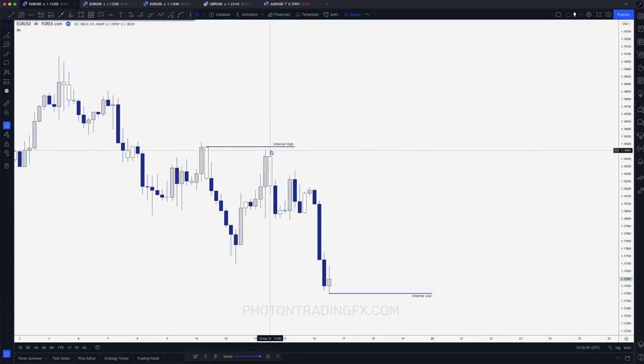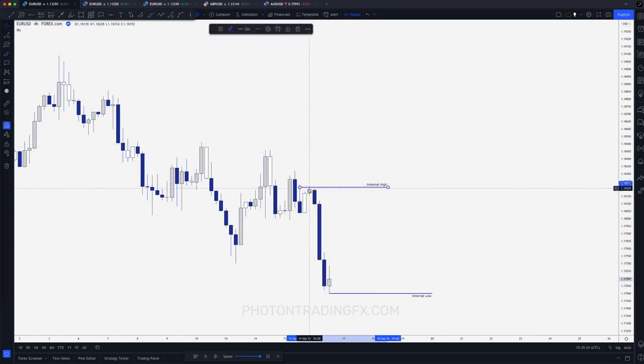Okay, so we don't put it all the way up to here like we would with swing structure. We look for the nearest high, because if you look at price, what happened is price came down, it moved up, it came down, it moved up, and then all of these candles broke the prior candle's low. Okay, so that's all part of the down move. So our most recent internal lower high is up here.